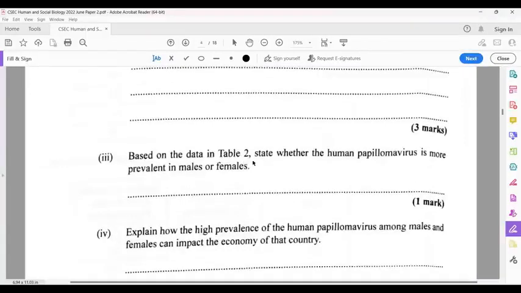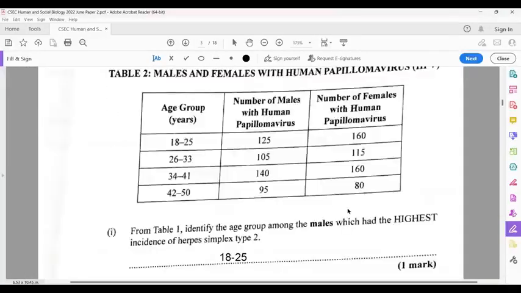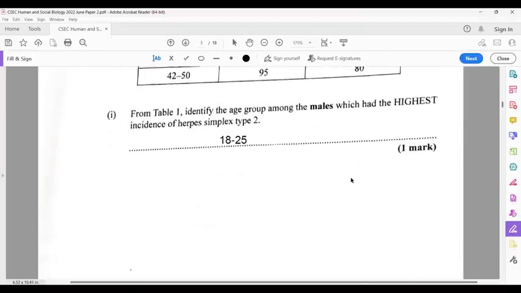Based on data in table 2, state whether HPV is more prevalent in males or females. And all we have to do is make a simple addition. So when we add up the number of males, 125, 104, 140, and 95, we get about 465. When we add up the females of 160, 115, 160, and 80, we get 515.